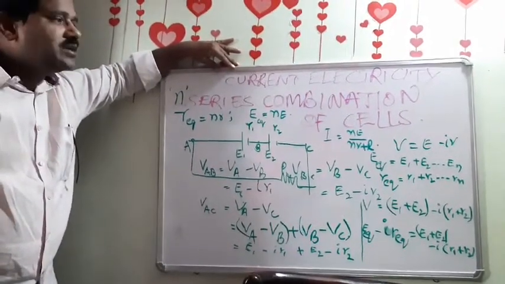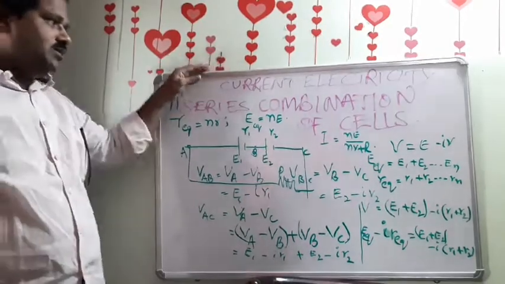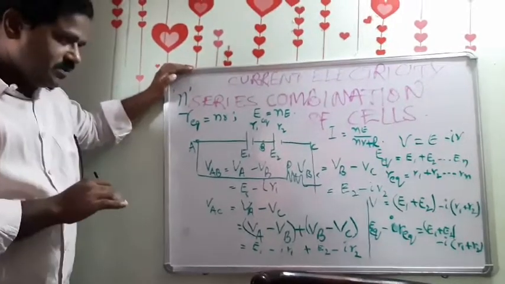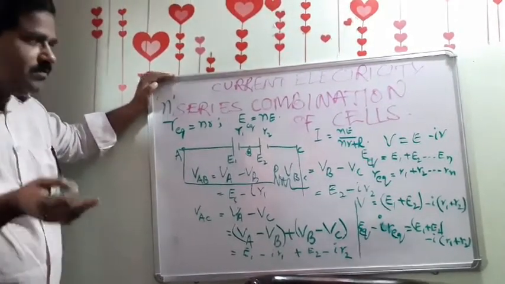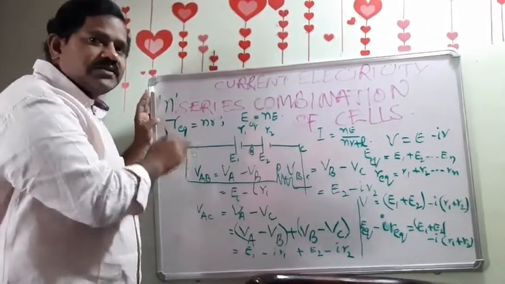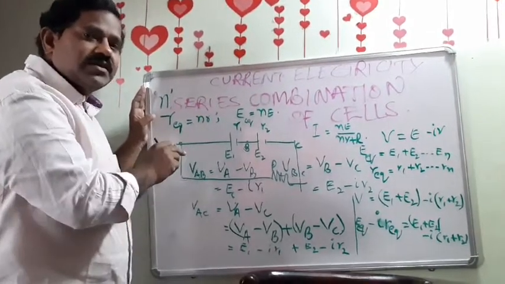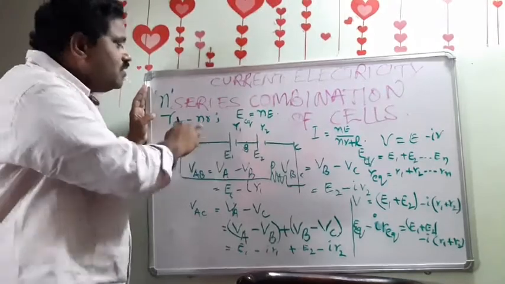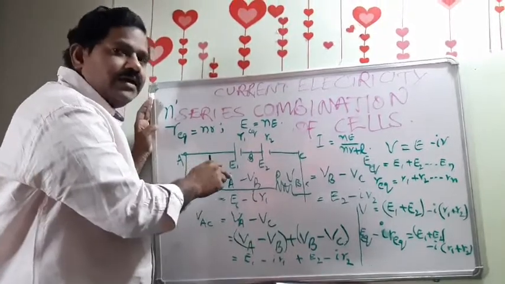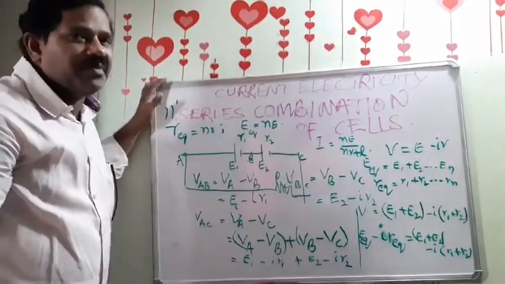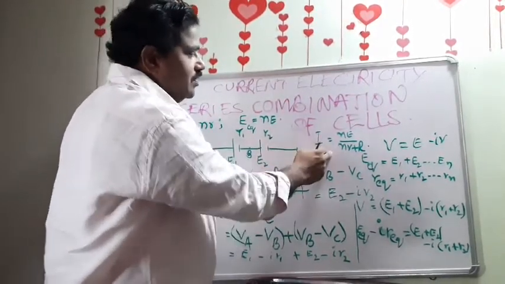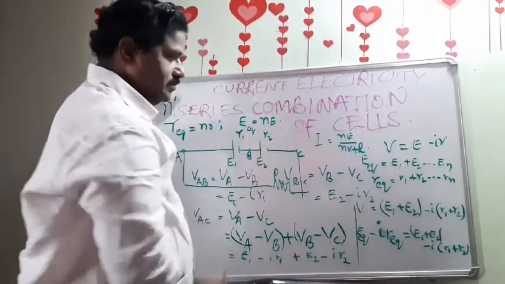Okay, this is about a series combination of cells. Under current electricity, in the first video, we discussed the series combination of cells. For N cells, each with internal resistance R, the net effective internal resistance will be NR. The net EMF will be NE if each cell has an EMF of E. And the current passing when an external resistor R is connected will be given by NE by NR plus R.